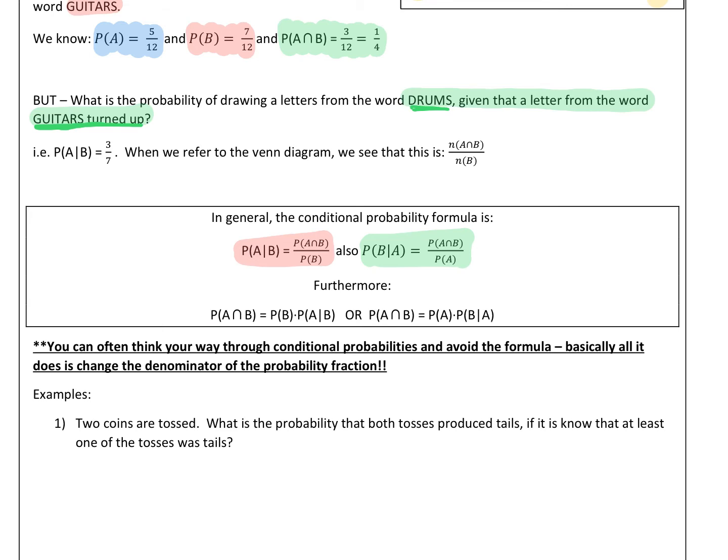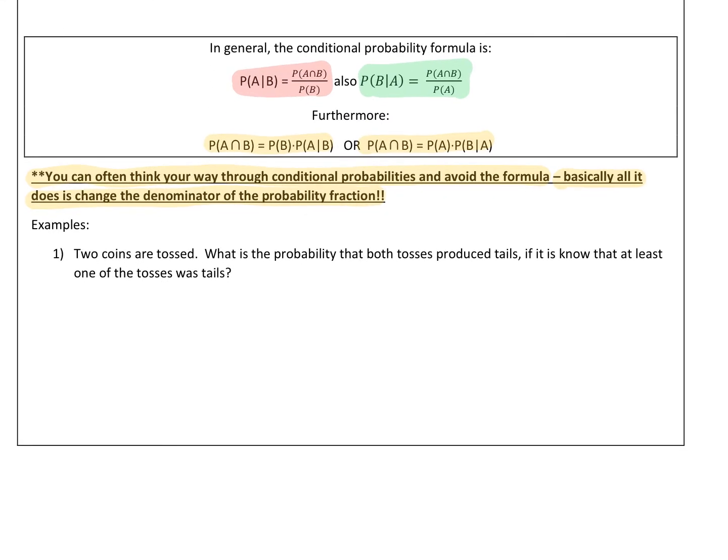So these are just some formulas, but again, just for introduction purposes, we'll be using those more in the next lesson. What we can really think of right now is you can think your way through these conditional probabilities and avoid the formula. All that it does is change the denominator of the probability fraction. So let's go through and look at a few of these and I'll show you what I mean.